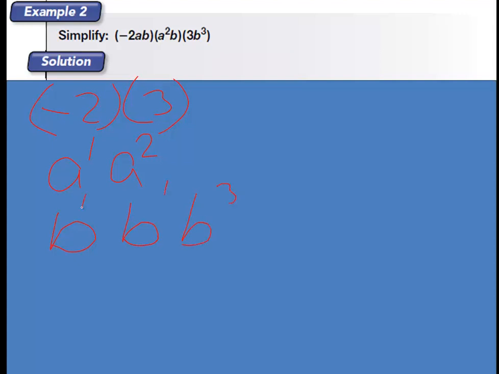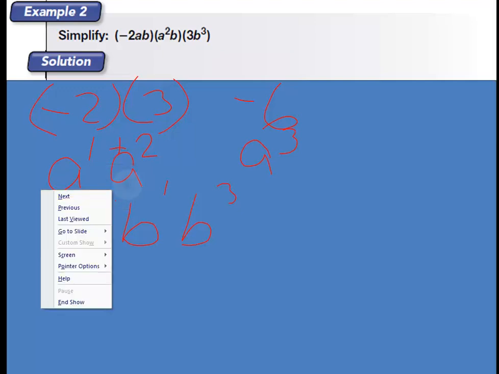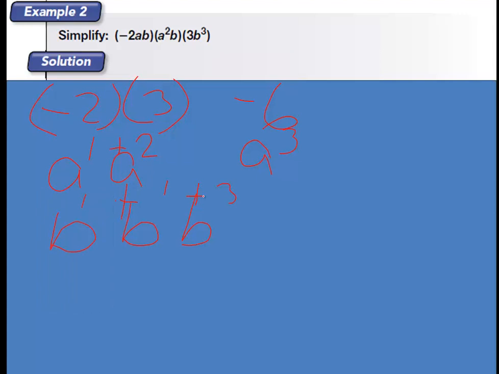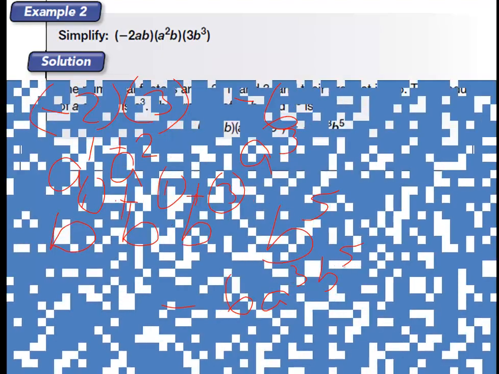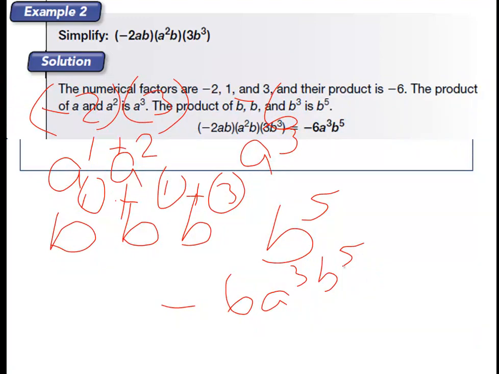Now we just go negative 2 times 3 is negative 6. a to the 1 times a squared is a cubed. And b to the 1 times b to the 1 times b cubed is b to the 3, 4, 5. B to the 5th. So our answer is going to be negative 6, a cubed, b to the 5th. All right, kind of getting the idea of that?